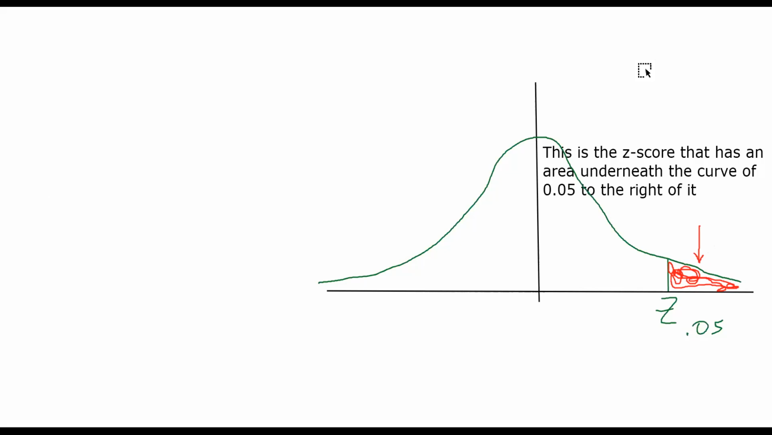Now, the problem is they use that notation, and I disagree with the notation because it says 0.05 of the area is to the right of it. But what we're going to see is all the z-scores we use talk about area to the left. So it's a bit annoying that they have this inconsistent symbology, but we're just going to have to deal with it. Okay, so let's get back to this.